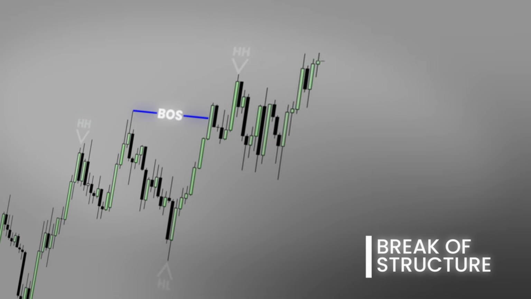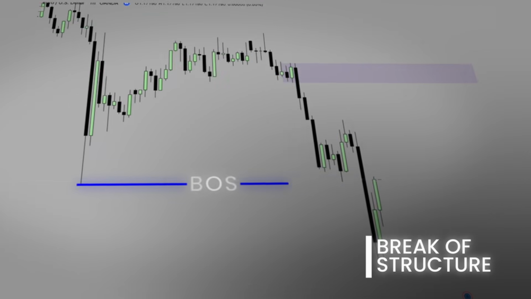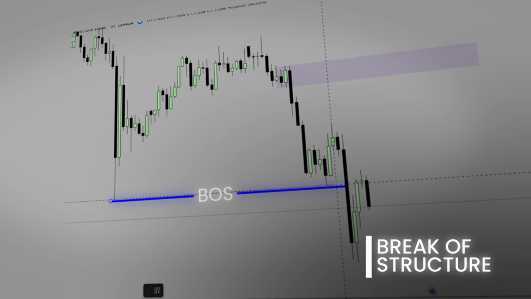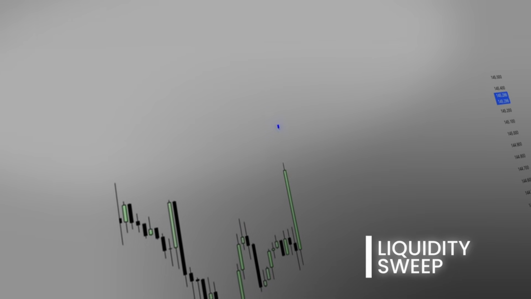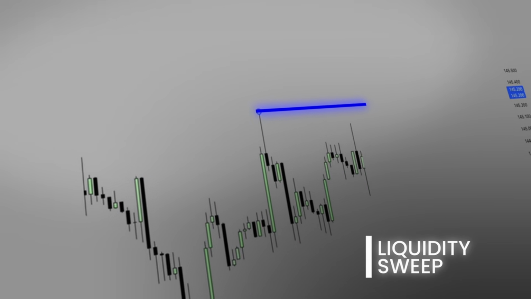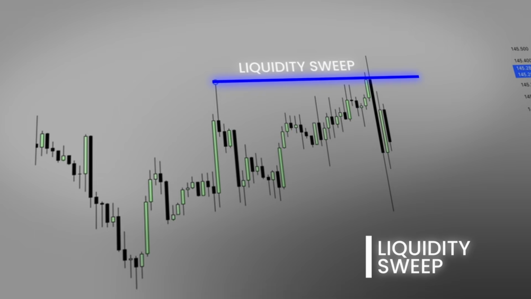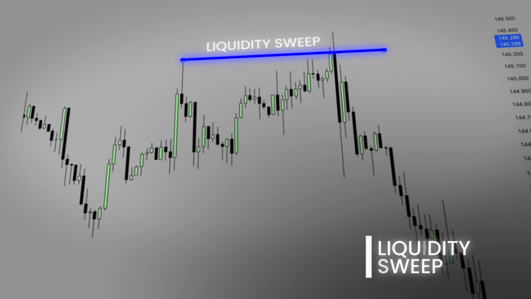There are 2 key events that I look for: break of structure and liquidity sweep. A break of structure happens when the body of a candle closes above the last swing high in an uptrend or below the last swing low in a downtrend. That is your confirmation that the trend will likely continue in that direction. On the other hand, if price breaks that same high or low, but only with a wick and not the body of the candle, that is a liquidity sweep. It is a trap, and price will often reverse and head in the opposite direction.